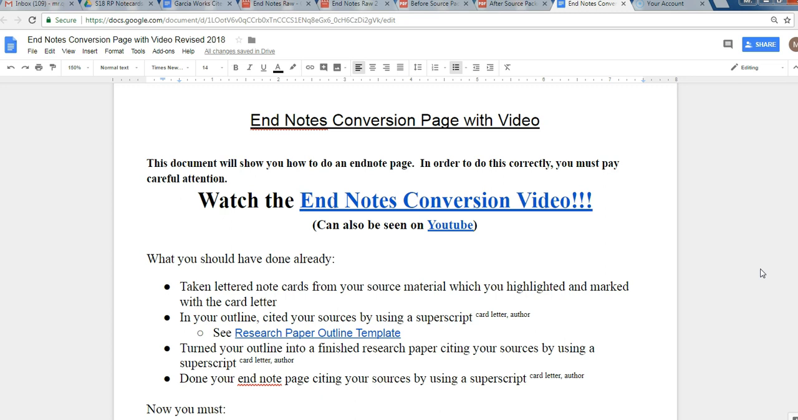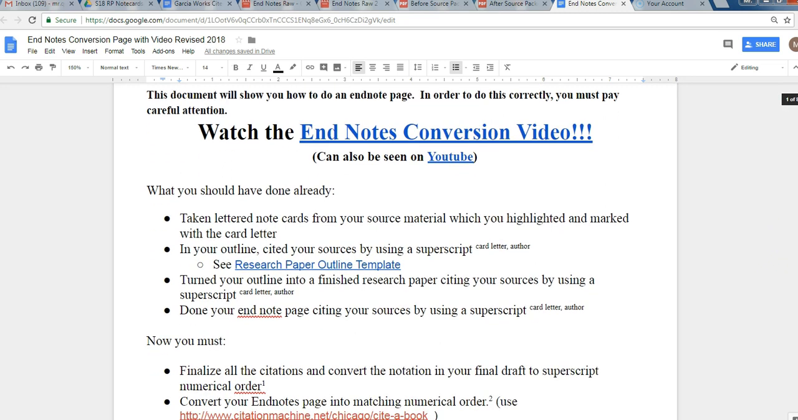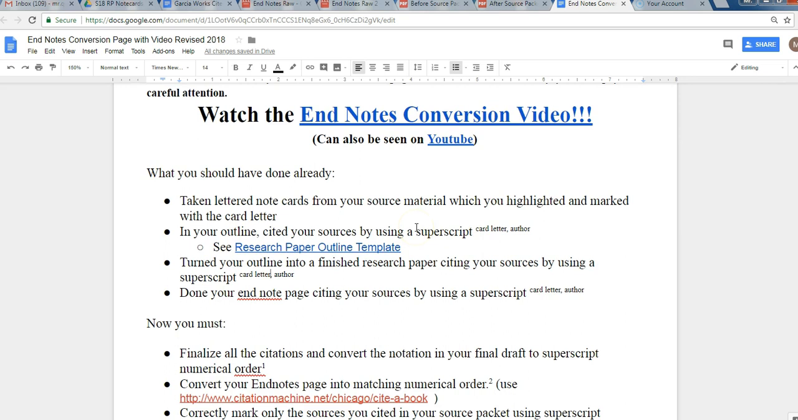All right, so to start with, what you've done is you've taken your note cards, that's long in our past now, and you've marked them with the card letter. Then your outline, you have done your citation in the card letter, comma, author format. Sometimes there's not an author, so you might put whatever you named the source. Then you turned your outline into a finished research paper, citing your sources by using a superscript, card letter, author, and you've done your EndNote page, citing your sources using a superscript, card letter, author.